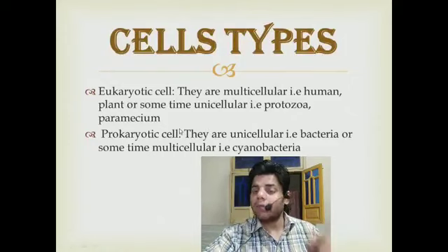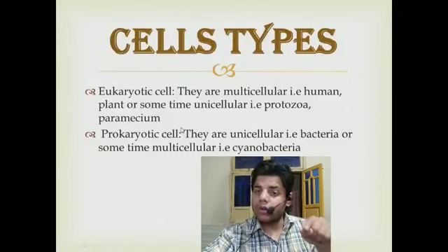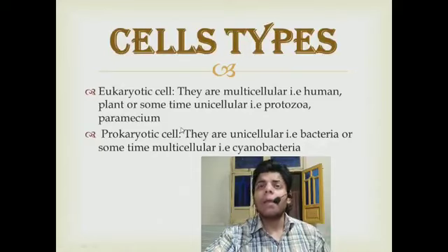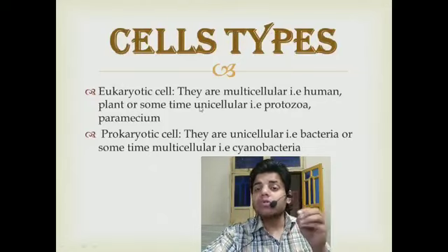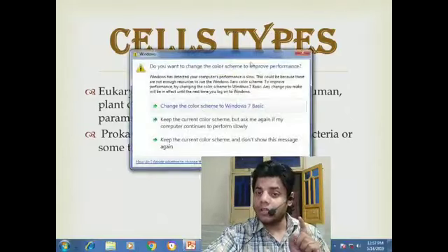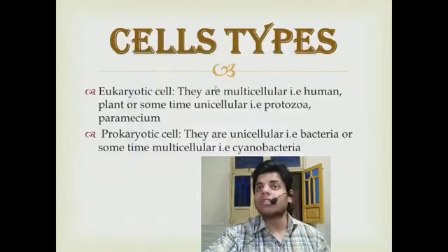And let's take the example of the plant. So a plant is also made of eukaryotic cells, and it is also multicellular. Okay, multicellular means made up of many cells. And eukaryotes can also be unicellular, meaning they have only one cell. For example, we have protozoa and we have paramecium.